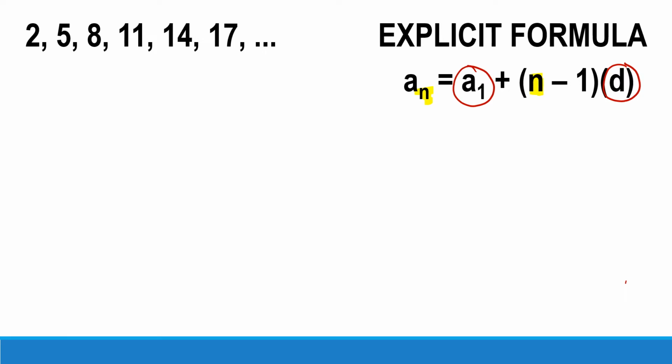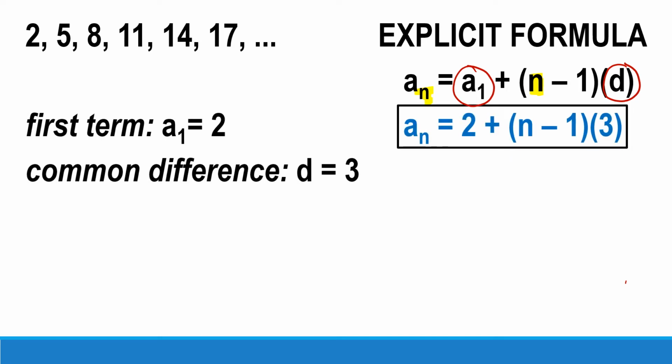And the reason for that is at some point I will want to figure out what the 50th term is, I will want to figure out the 100th term, and I'll need to put in that value of n at that time, but not now. So if we look at the formula, the first term being 2 and the common difference being 3, I could write the formula: a sub n equals 2 plus the quantity n minus 1 times 3.